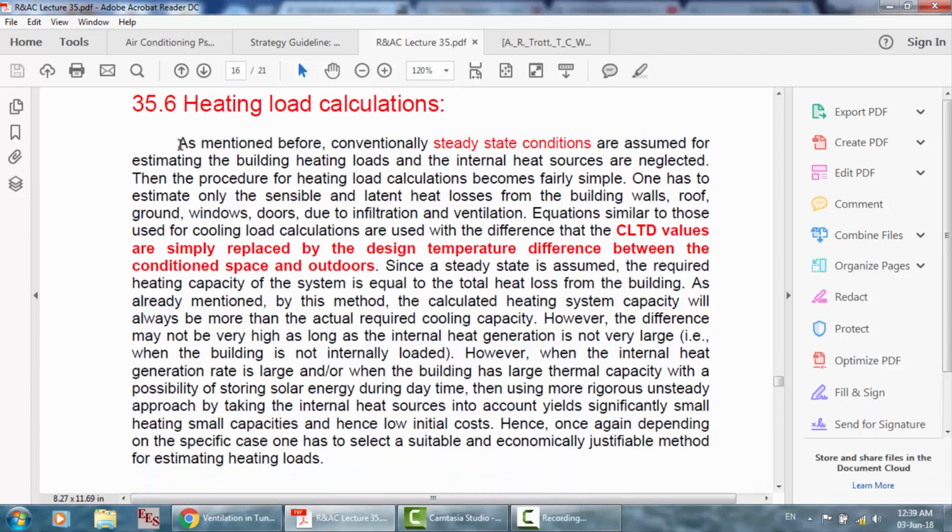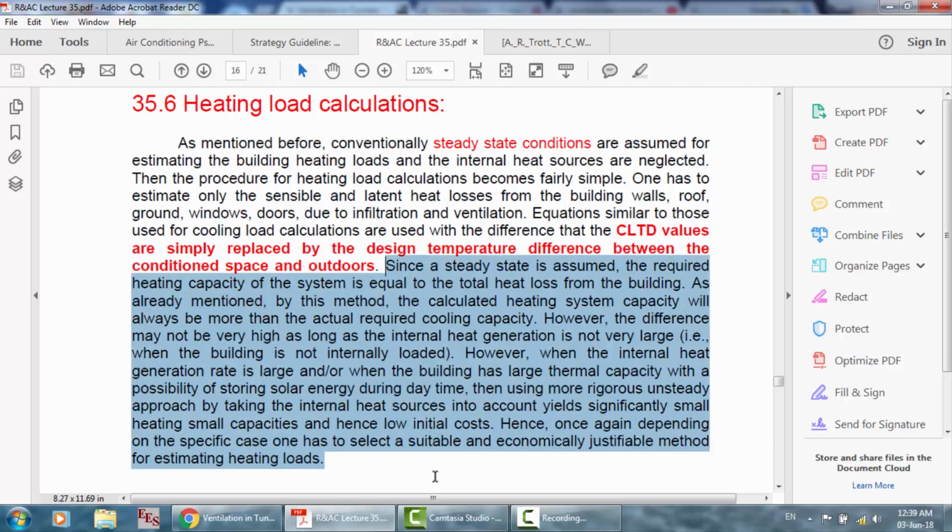As mentioned before, conventionally steady-state conditions are assumed for estimating the building heating loads, and the internal heat sources are neglected. Then the procedure for heating load calculations becomes fairly simple. One has to estimate only the sensible and latent heat losses from the building, walls, roof, ground, walls, doors due to the infiltration and ventilation. Equations similar to those used for cooling load calculations are used, with the difference that the CLTD values are simply replaced by the design temperature difference between the conditioned space and outdoors. We do not need CLTD here.